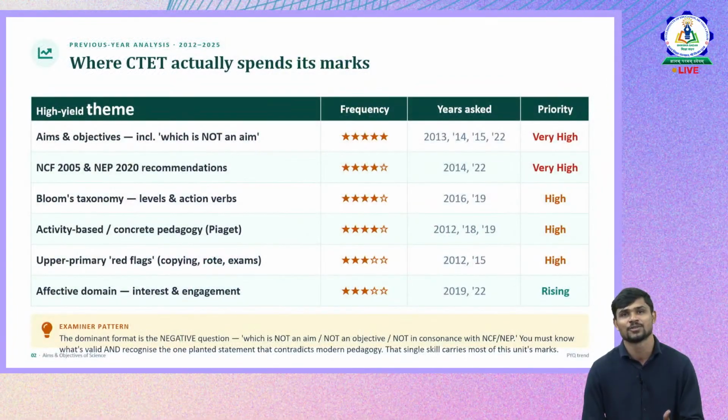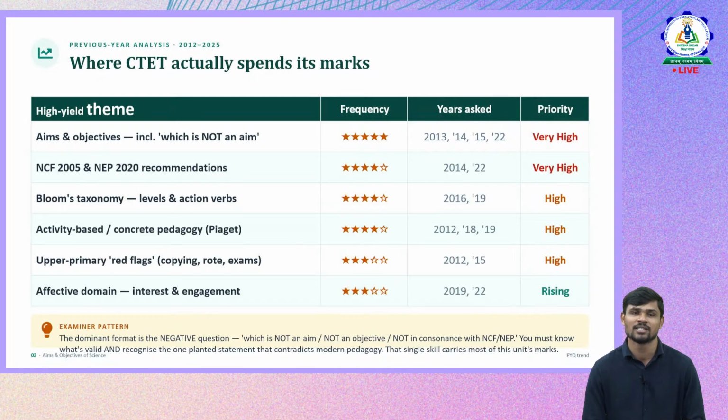If you can see here, there are different topics given on a priority basis, what CTET prioritizes in this topic. Aims and objectives is the most priority topic. Then we have NCF 2005 and NEP 2020 recommendations. A lot of priority is given with respect to questions asked. Then Bloom's taxonomy and its verbs, and it also talks about the other dimensions, the affective domain and the psychomotor domain.